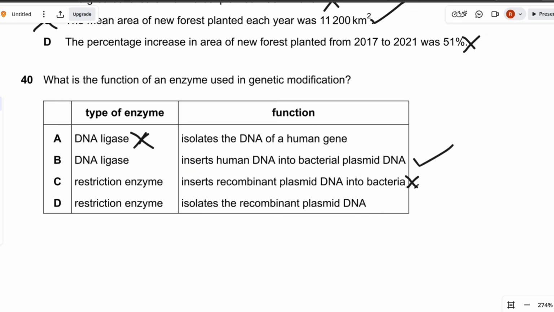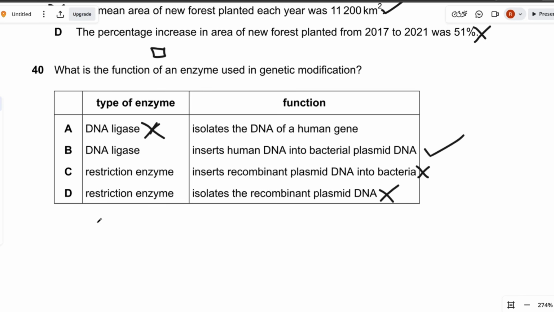That is not the function of this enzyme. Restriction enzyme isolates the recombinant plasmid DNA. Also incorrect, because restriction enzyme actually isolates the DNA of a human gene. And so the only correct answer here is B.